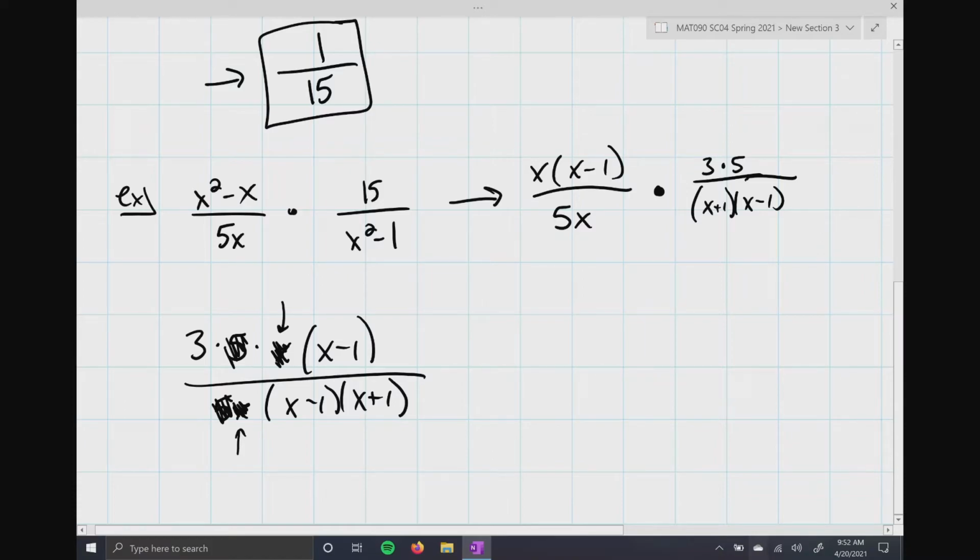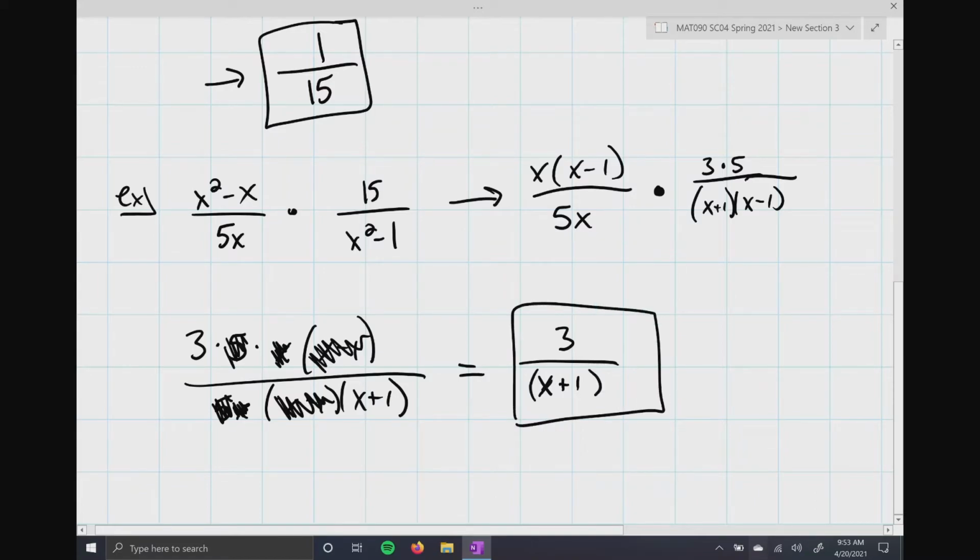Also, you have a factor of x minus 1 in the numerator and a factor of x minus 1 in the denominator, and they're almost on top of each other. I should have been a little bit more organized, but I can reduce them. The only thing left over in the numerator is a 3, and the only thing left over in the denominator is the x plus 1. And that's your final result.